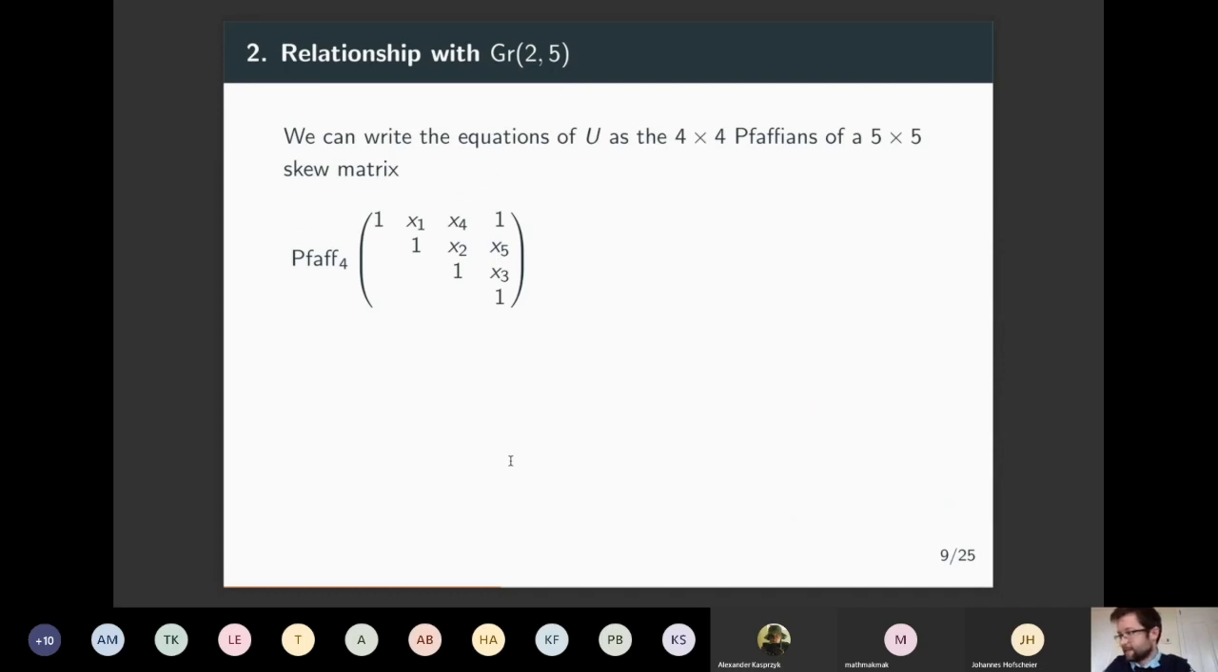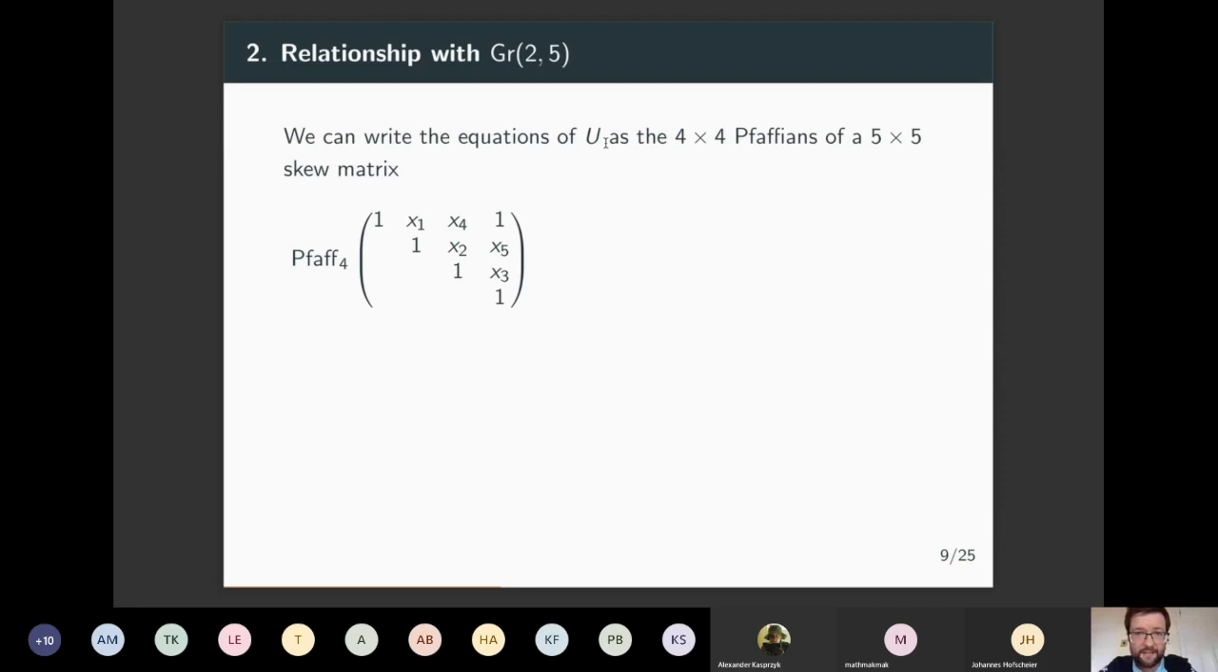So I said there's also a relationship here with the Grassmannian Gr25. So the Grassmannian Gr25, where does that come into the picture? Well, I could write the equations of U. So there are 5 equations that define U, but U is a variety that lives in codimension 3. So it's not a complete intersection, but it is Gorenstein.